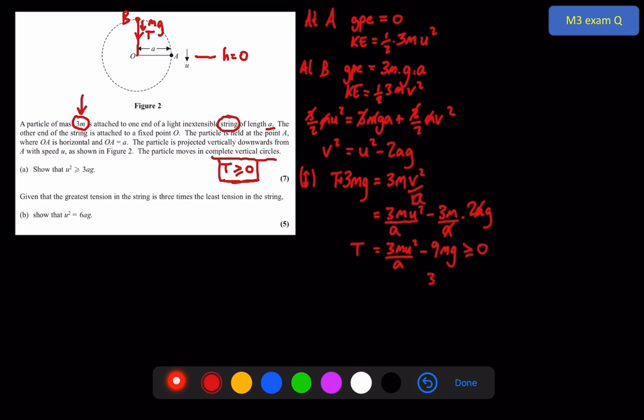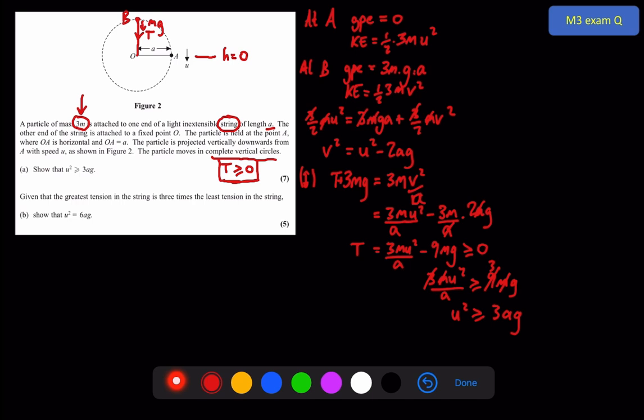Rearranging, we get 3mu squared over a greater than or equal to 9mg. That cancels, that becomes a 3 with that cancelled. We get u squared greater than or equal to 3ag, as required by the question.